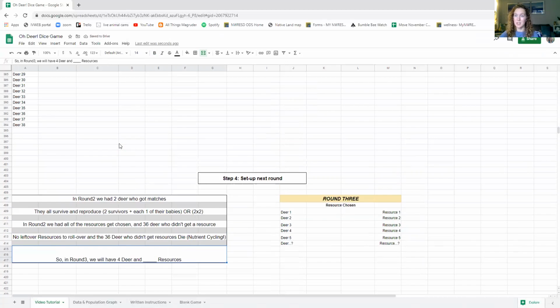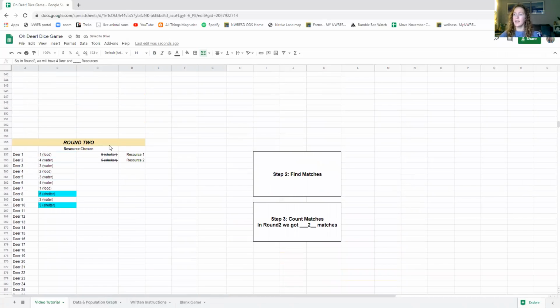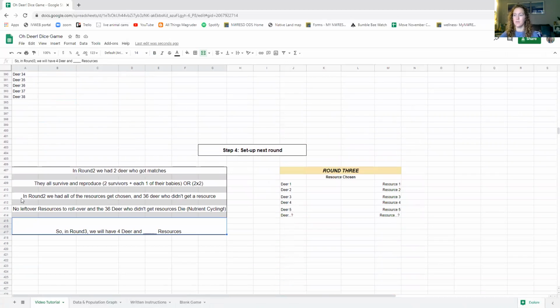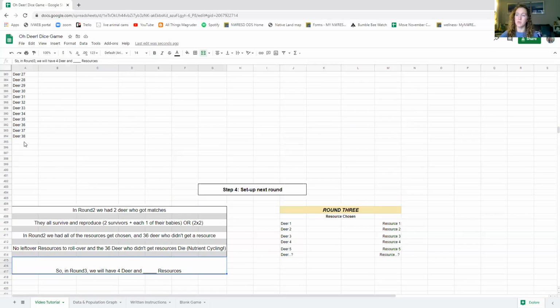And now let's think about resources, all right? We didn't have any leftover resources. That means nothing's rolling over. There's no resources left. But what about all these dead deer? So no leftover resources, but we have 36 deer because we had 38 and 2 got the resources. So 36 did not. 36 deer are dead. And they're going to nutrient cycle, feed our resources for the next round.